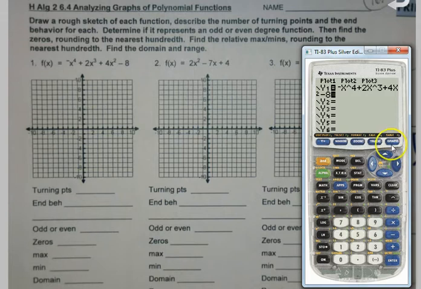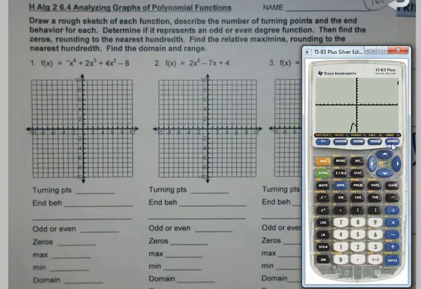Get it typed in. If you want to get an idea of what it looks like at first, since you probably won't know this off the top of your head, you can go ahead and hit graph and get an idea of the funky picture you're going to get. But again, don't just sketch this at that point because you need a little bit of accuracy for some of the information you're going to get.